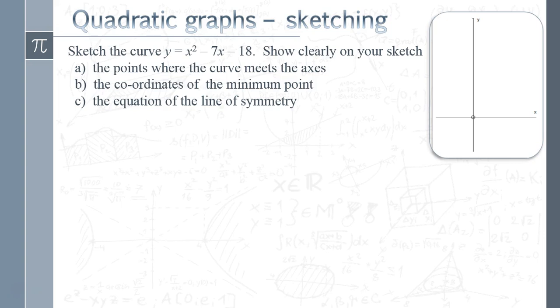So there we go. There's a blank set of axes to start off with, and we're going to go through and figure out all the bits of information that we need to put on here. So first of all, it's going to meet the y-axis at minus 18 when x is 0. That's just the number on the end.